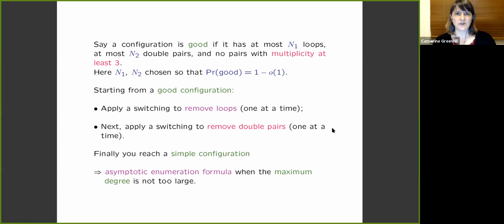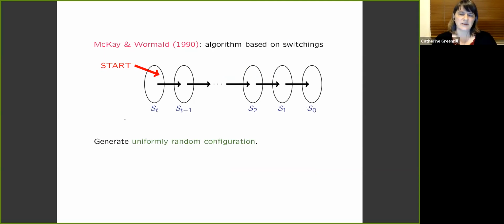And each time you do one of these switchings, you get a ratio of the sizes of the corresponding sets, and by multiplying things together and adding them up in the right way, you end up with an expression for the number of simple configurations in terms of the number of good configurations, which is asymptotically equal to a known quantity. So that's the whole thing. It gives you an asymptotic enumeration formula as long as the maximum degree is not too large. So that's essentially the argument of an enumeration result of McKay and Wormald from 1991. But in a paper that was published the year earlier, they showed how it also gives an algorithm based on these switchings.